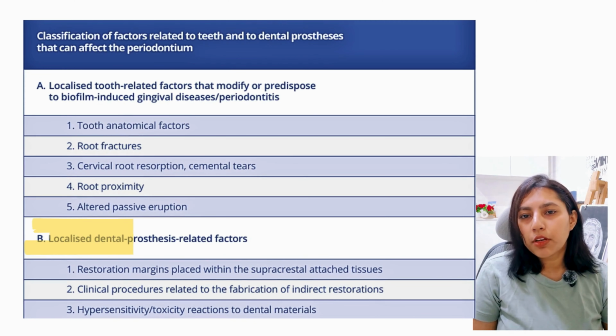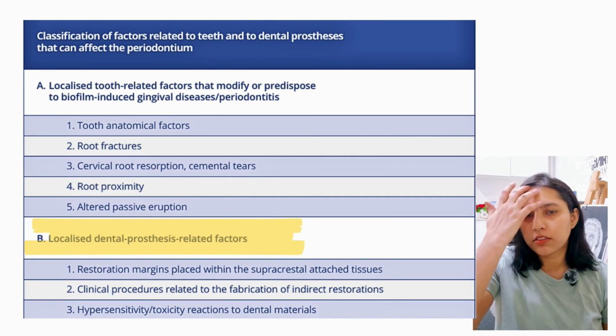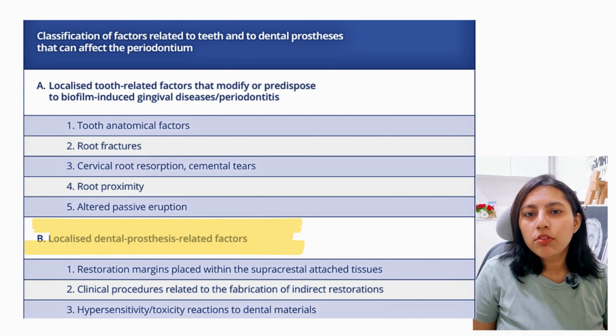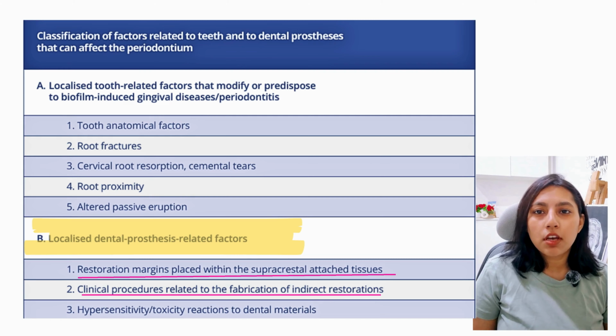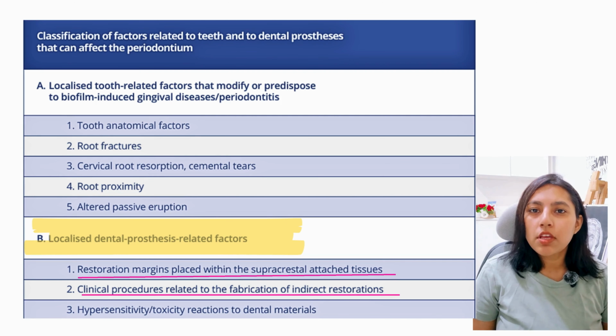Now, the second group includes prosthesis-related factors. This section mainly includes restoration margins placed within the supracrestal attached tissues, procedures related to indirect restorations, and hypersensitivity or toxicity reactions to dental materials.